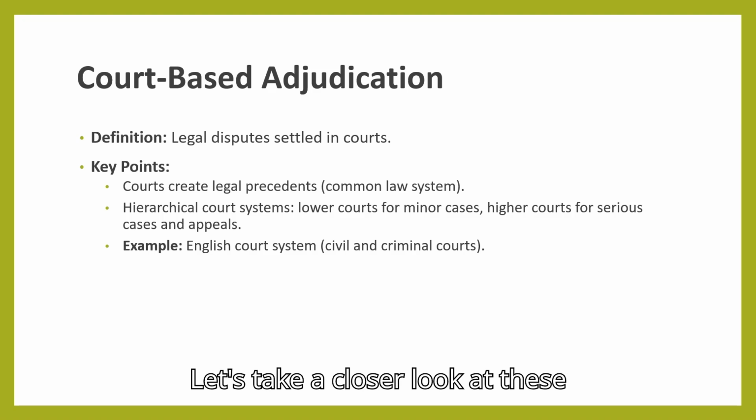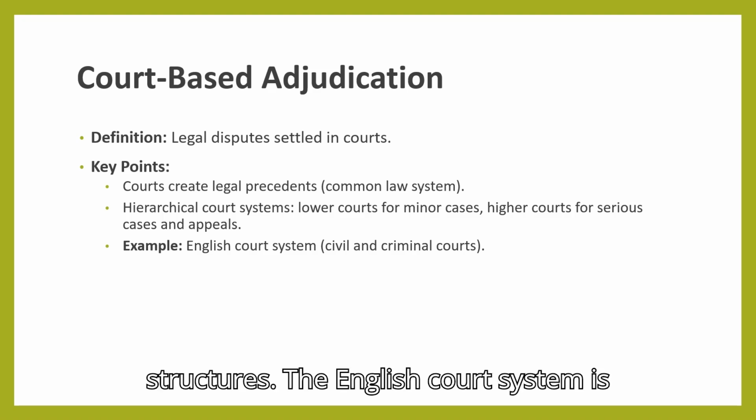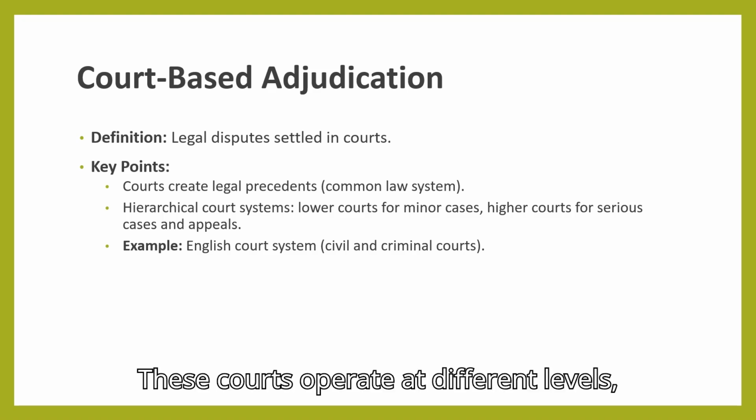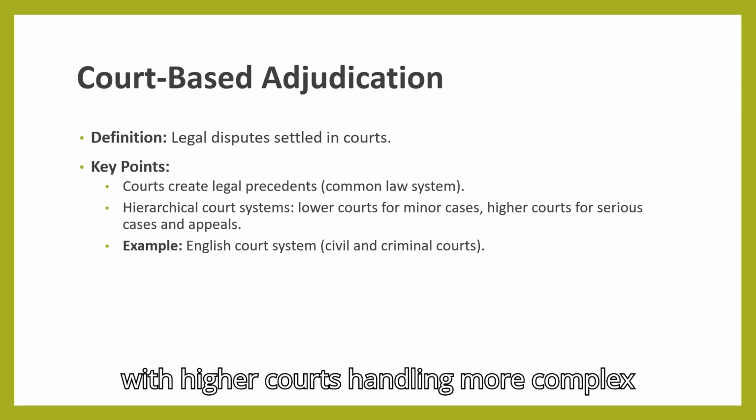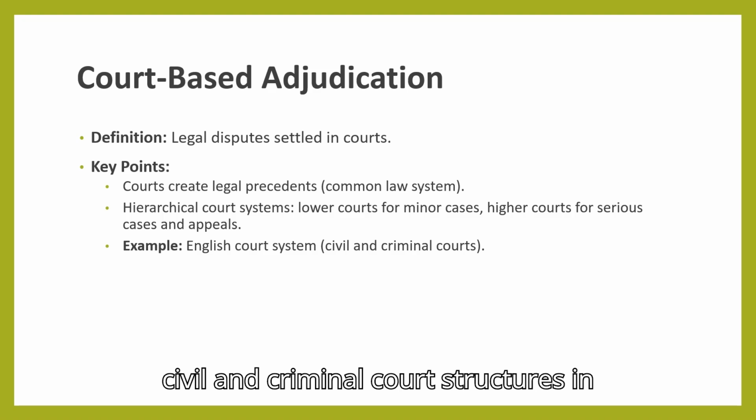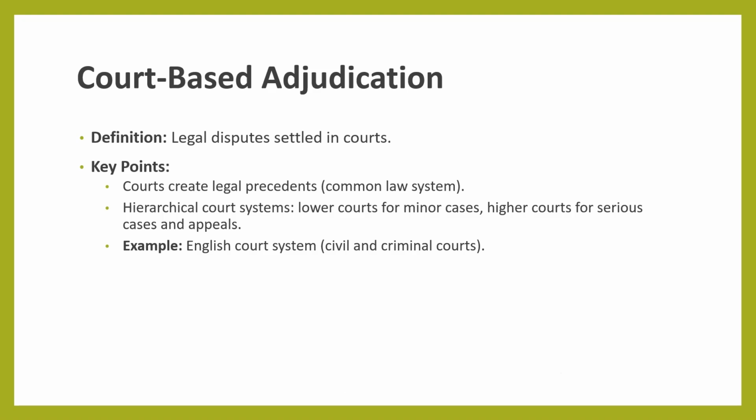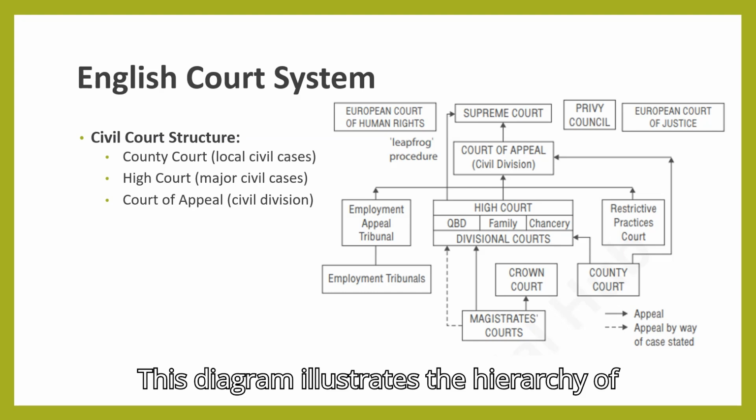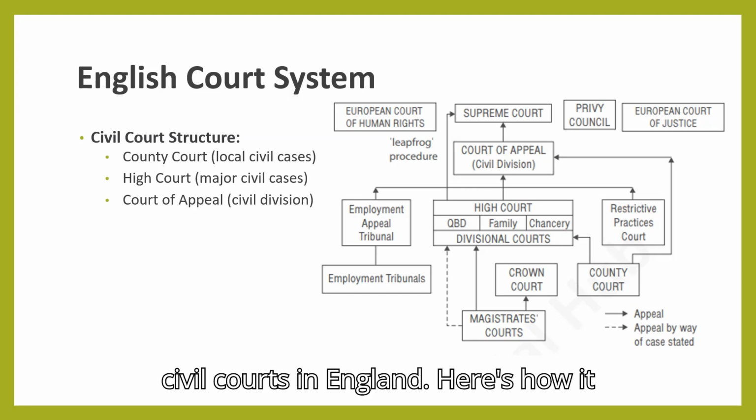Let's take a closer look at these structures. The English court system is divided into civil and criminal courts. These courts operate at different levels, with higher courts handling more complex cases and appeals. Let's explore the civil and criminal court structures in more detail. This diagram illustrates the hierarchy of civil courts in England.